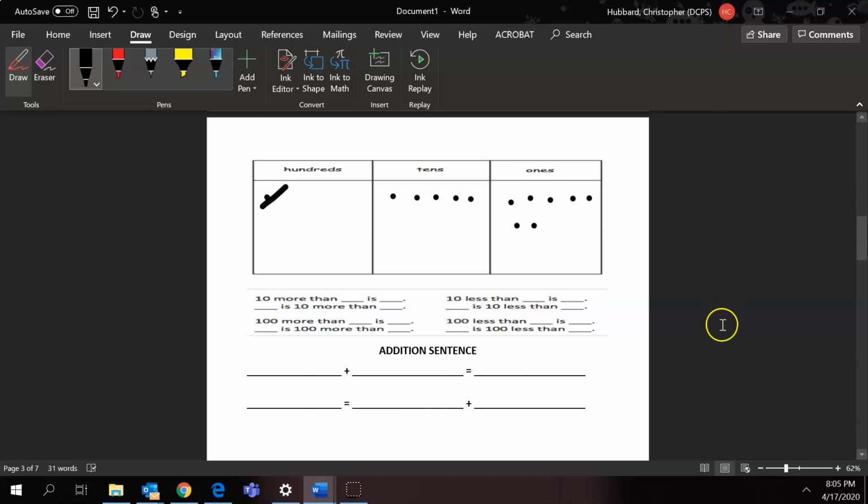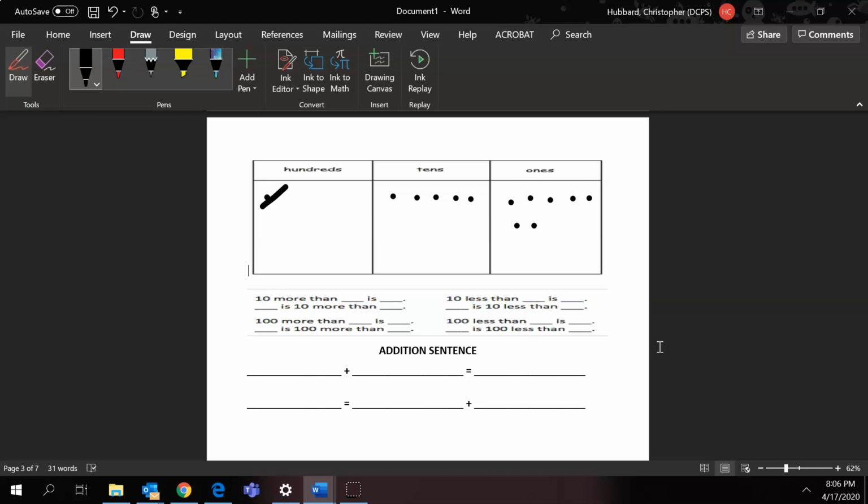57. Good. Look at these sentence frames, and I want you to tell me which one we would use to explain the relationship between 157 and 57. Take a minute. So, if you said that 100 less than 157 is 57, or 57 is 100 less than 157, you are correct. What would my number sentence be to show this relationship?